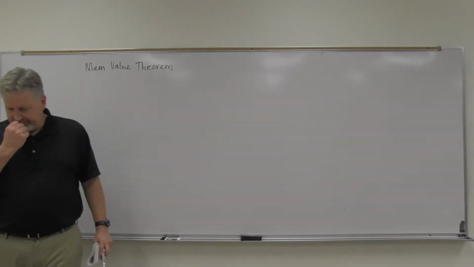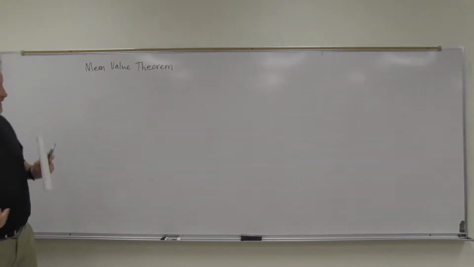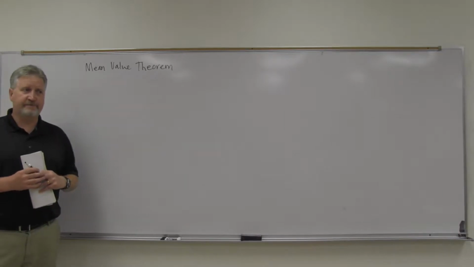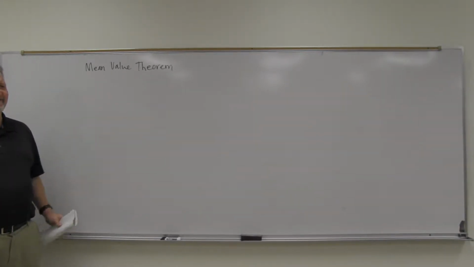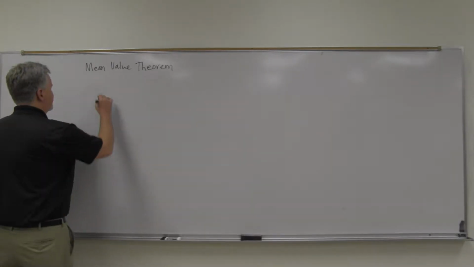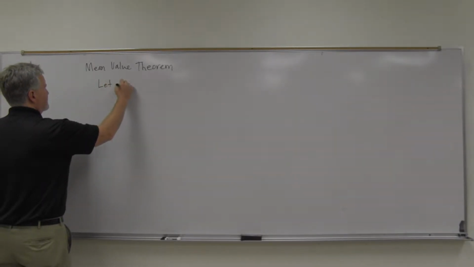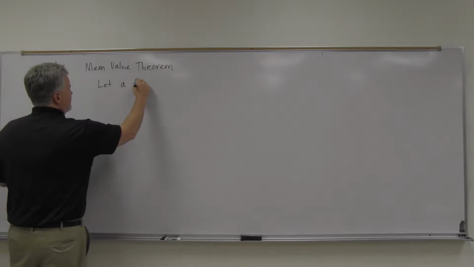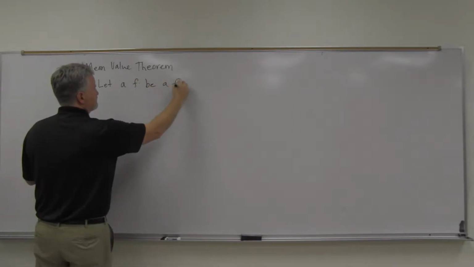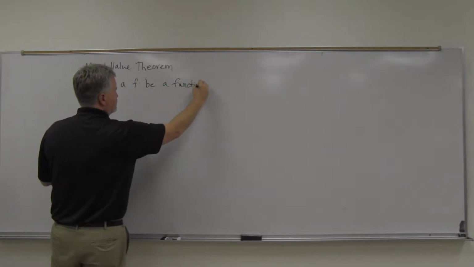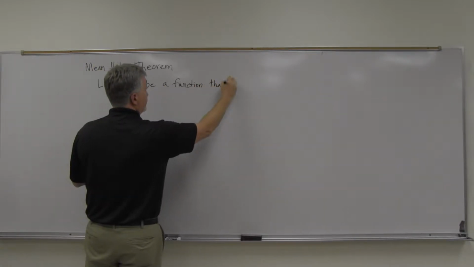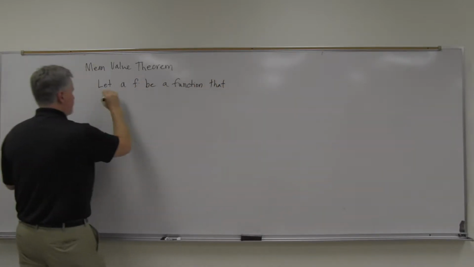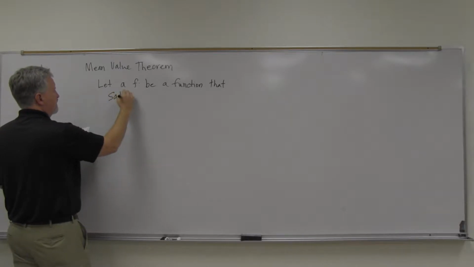So related to Rolle's theorem is the mean value theorem. It's a lot like it, with some slight variations. Let f be a function that satisfies two hypotheses. Rolle's had three. The mean value theorem has two.